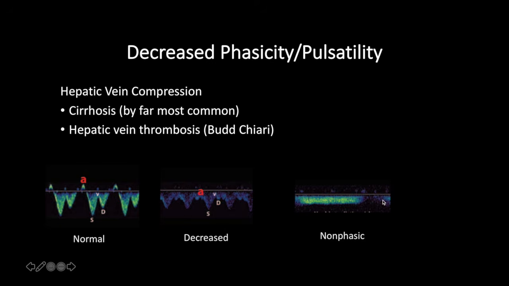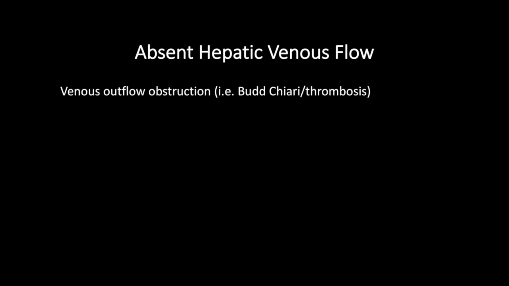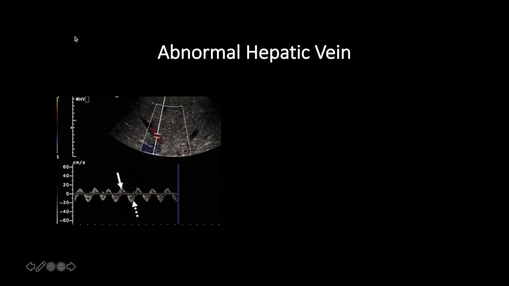This is obviously abnormal. Okay, and lastly, for the hepatic veins, you're going to have absent hepatic venous flow, which occurs with outflow complete obstruction, most commonly with thrombosis or Budd-Chiari. Okay, so let's go through a couple of cases. So the first one here, we're looking at the hepatic vein here, and we have this waveform down here. Okay, and so what are we looking at? What do you guys think about this waveform?